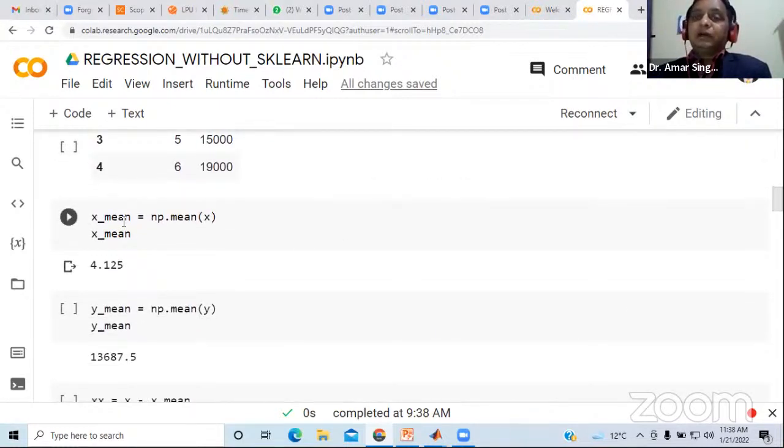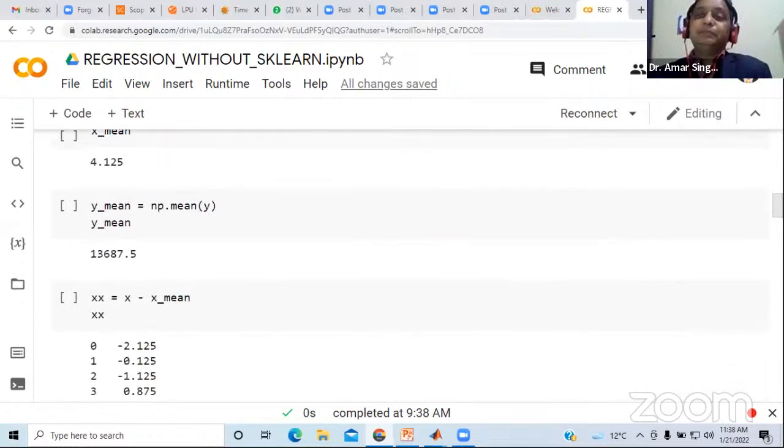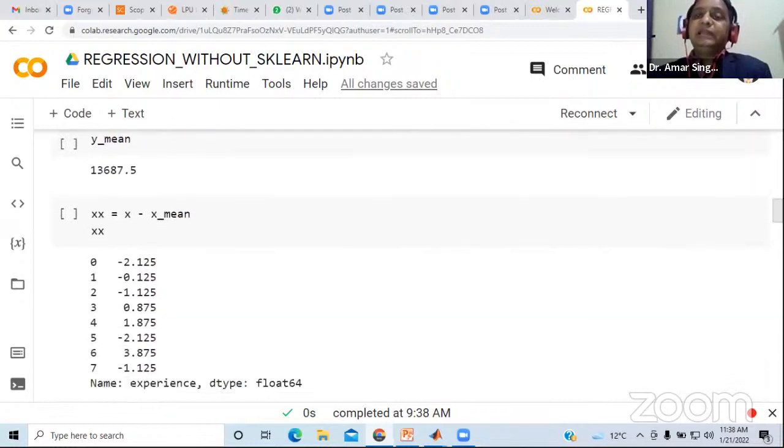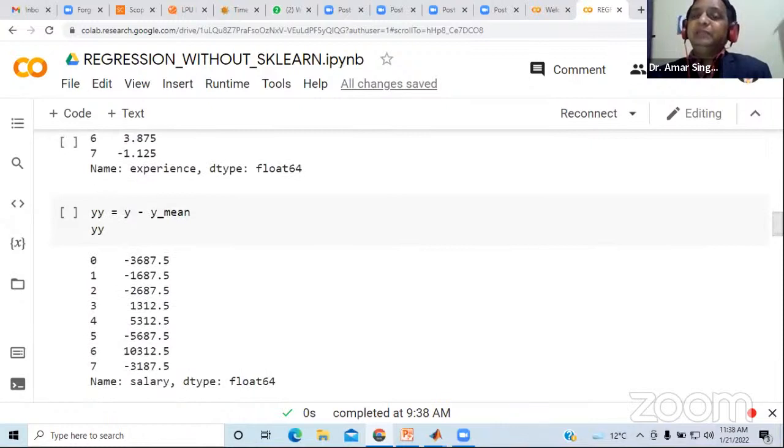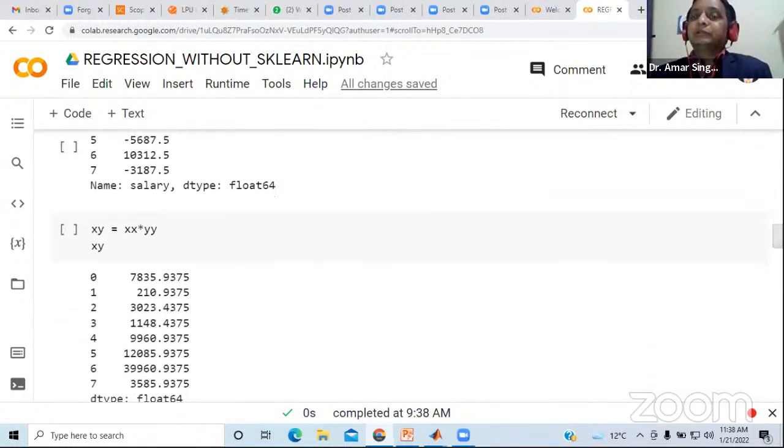So first of all, I shall compute the mean of X. Same, I have to implement the same equations. Then compute the mean of Y. Then X minus mean of X. Then Y minus mean of Y. So I implemented the simple mathematical instructions here. Step by step, I am solving the equation.